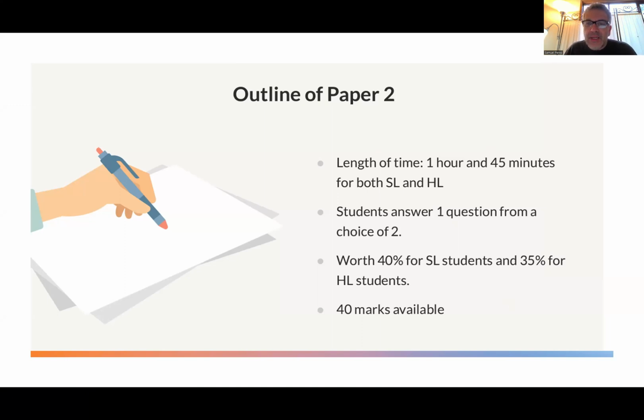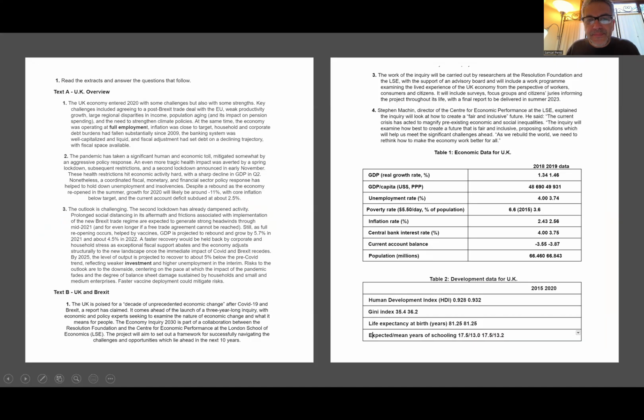What does the paper two look like? Paper two will take 1 hour and 45 minutes to be completed. That's for standard level and higher level students. You will have two choices of paper two questions, and you have to answer just one of the two. It's 40% for standard level, so it's a big chunk of your total IB marking, and 35% for higher level students. The total amount of marks is 40 marks for this paper.